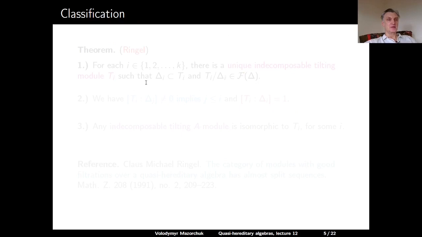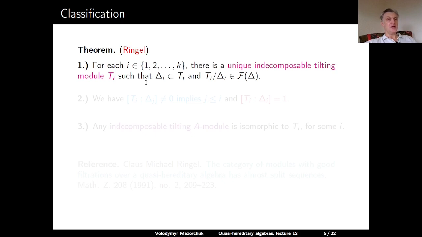Okay, so here is the main result of this lecture. It's a theorem which is due to Ringel, and it provides a complete classification of tilting modules for a quasi-hereditary algebra. Claim 1. For each i between 1 and k, there is a unique indecomposable tilting module Ti, such that delta i is a submodule of Ti, and the quotient of Ti by delta i has a delta filtration.